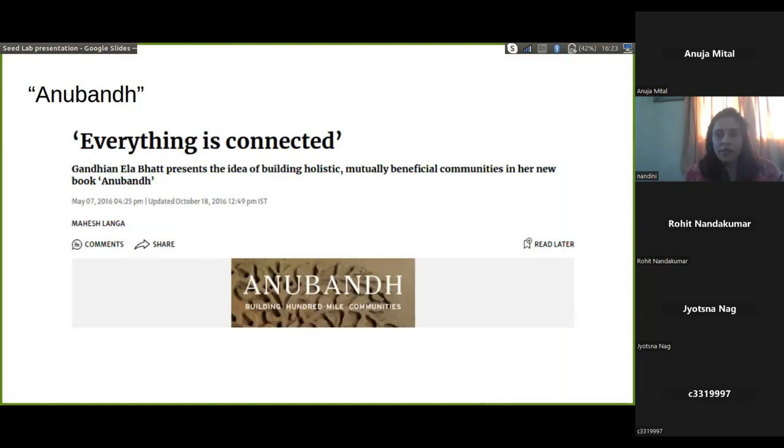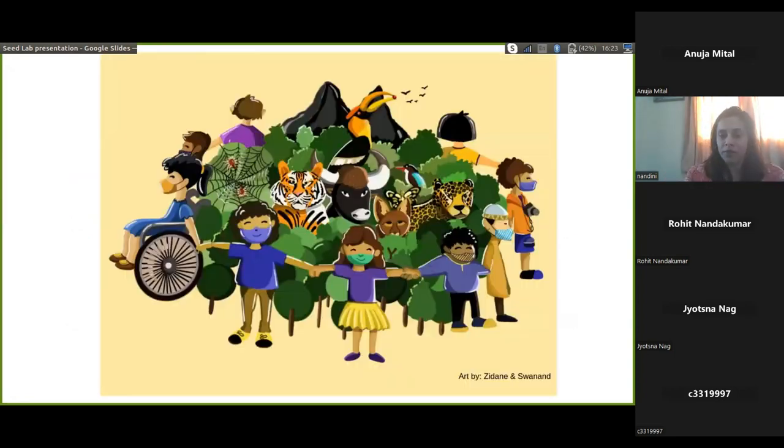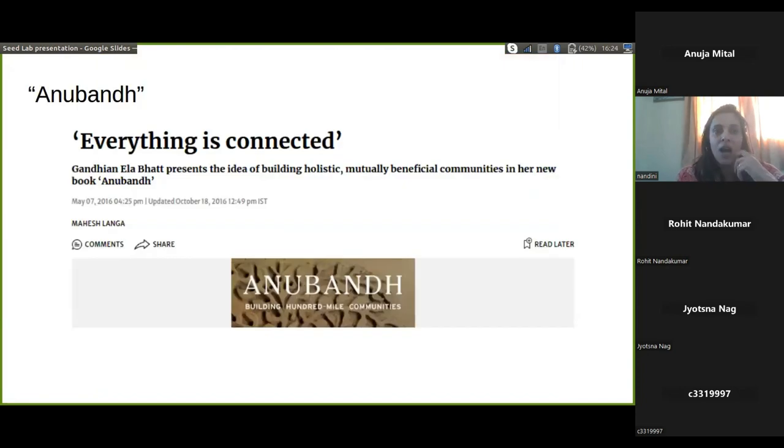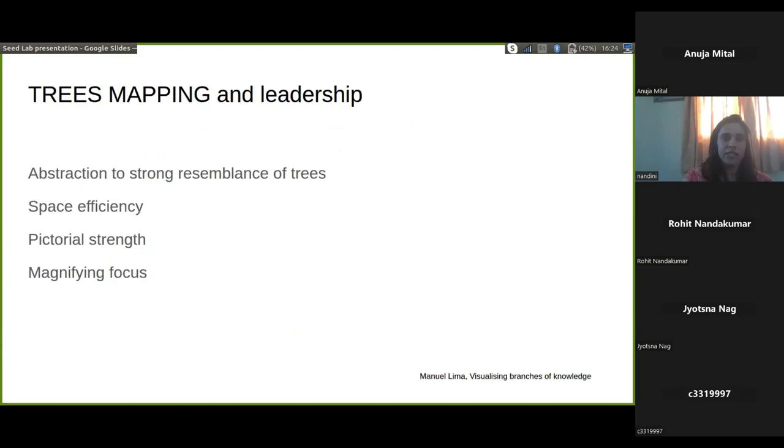And another idea of decentralized leadership, and I just want to arrive at this from multiple ways of looking at the world, because talking about some of these concepts can also sound a bit nebulous. So one was, if you look at what Zidane and Swanand produced, is what I find beautiful about the idea of decentralized leadership. The other idea is the idea of Anubandh that Ella Bhatt, the noted Gandhian, talks about, where she says Anubandh is a net of mutuality. So we can say that, okay, I want to work on this one aspect, but we're all part of this net of mutually beneficial communities. So Anubandh is also an idea of decentralized leadership that we see.